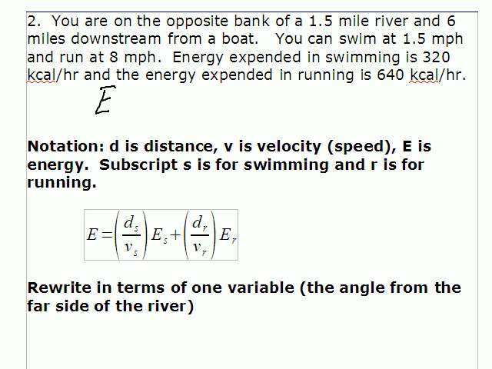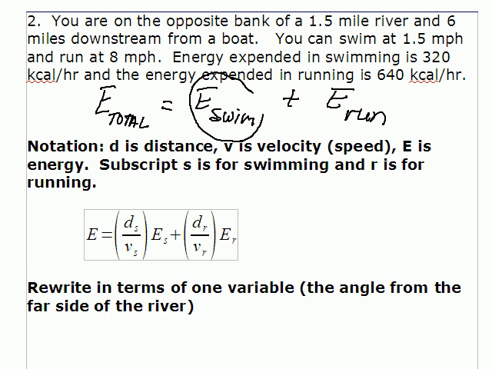The total energy would be the energy I spent when I swam plus the energy I spent running. Correct? Okay, so we're going to write an equation for that to start. Instead of knowing the total energy that I spent swimming, the problem gives me the rate of energy, 320 kilocalories per hour. So to get kilocalories, I have to multiply by hours. In other words, I have to multiply by time.